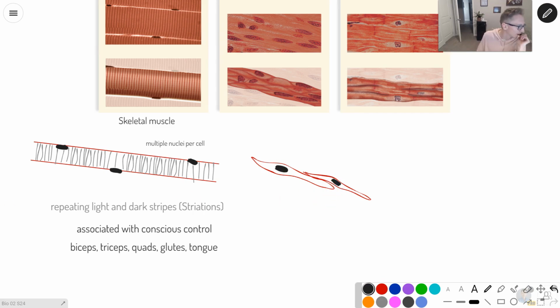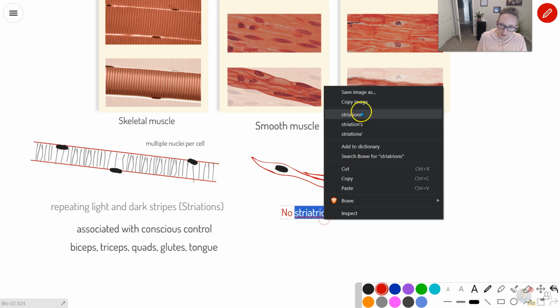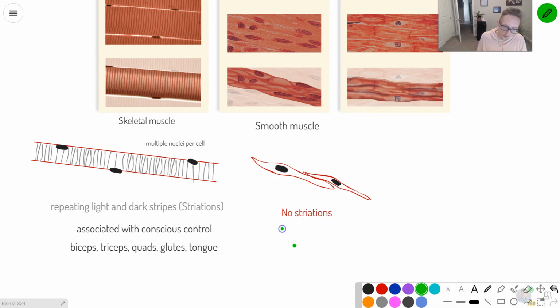It's interesting how they actually contract. You don't have to know this, but they don't have striations. So this is smooth muscle. No striations. Single nuclei per cell. They're much shorter too.